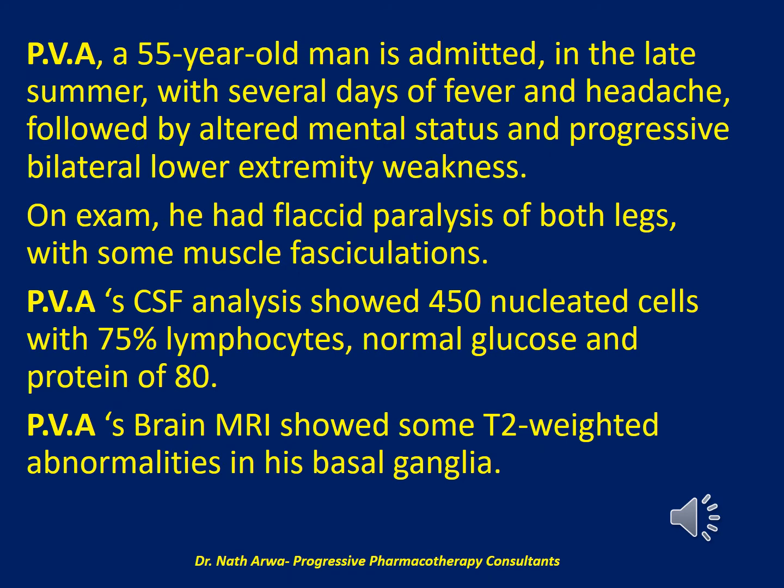And the next question reads, PVA, a 55-year-old man, is admitted in the late summer with several days of fever and headache, followed by altered mental status and progressive bilateral lower extremity weakness. On exam, he had flaccid paralysis of both legs, with some muscle fasciculations. PVA's CSF analysis showed 450 nucleated cells with 75% lymphocytes, normal glucose and protein of 80. PVA's brain MRI showed some T2-weighted abnormalities in his basal ganglia.